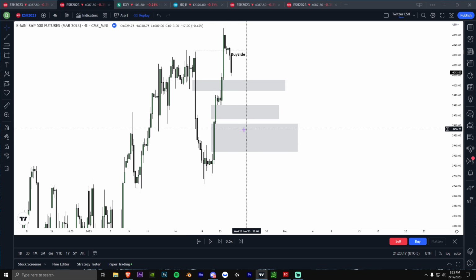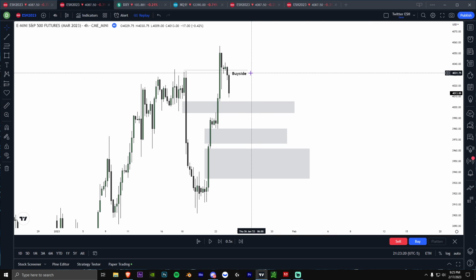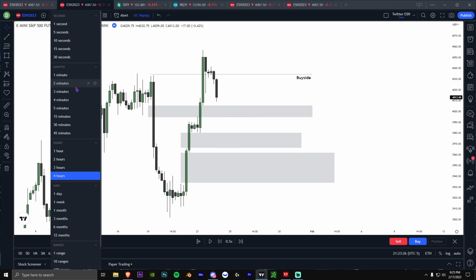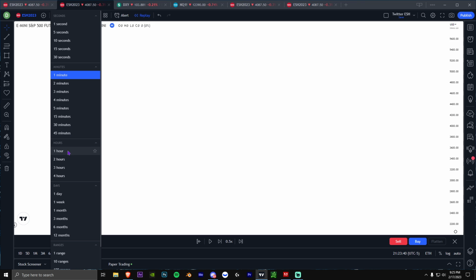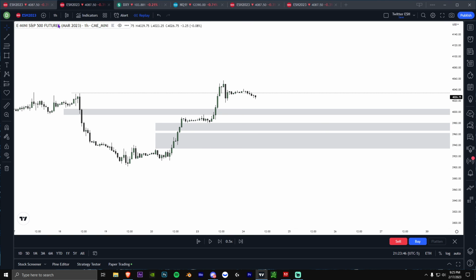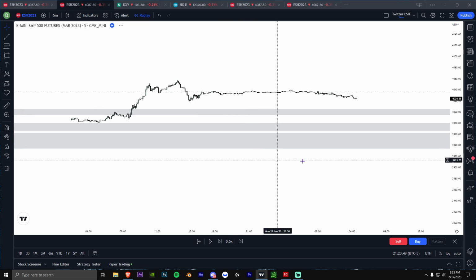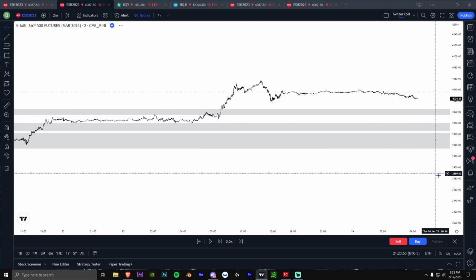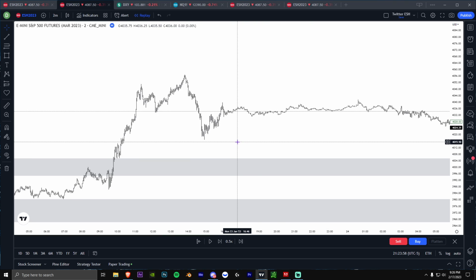When I see a BPR, I mark it and then I go to the lower time frame to see if we get a long setup off of it. So like in this, I'm going to mark this right now. I'm going to keep all these marked and look for a long setup out of all these zones. So I'm going to go back to the 1 minute. Okay, well, that didn't work. I guess we can't go back to the 1 minute, so I'll just go to the 2 minute.